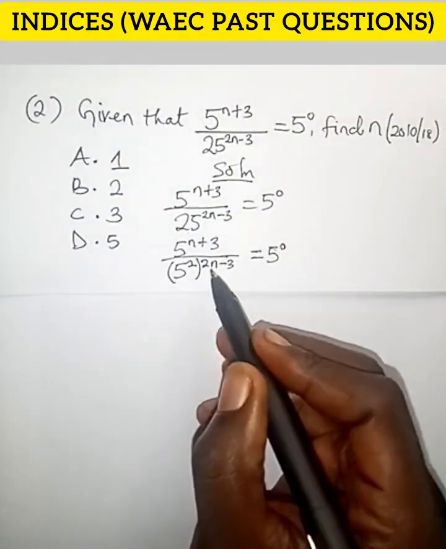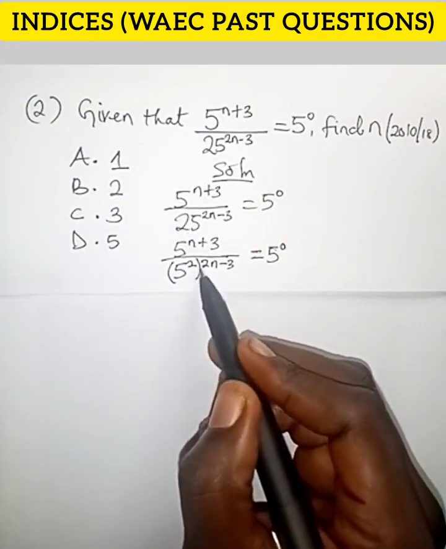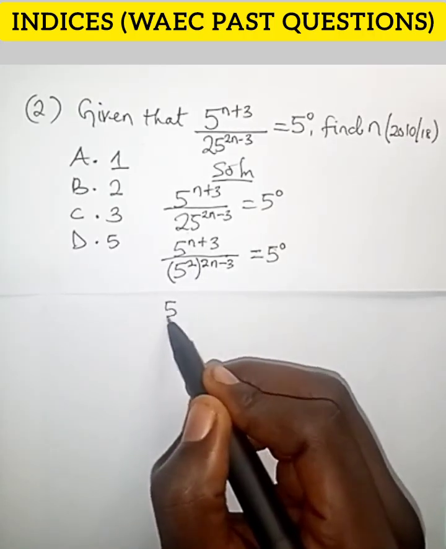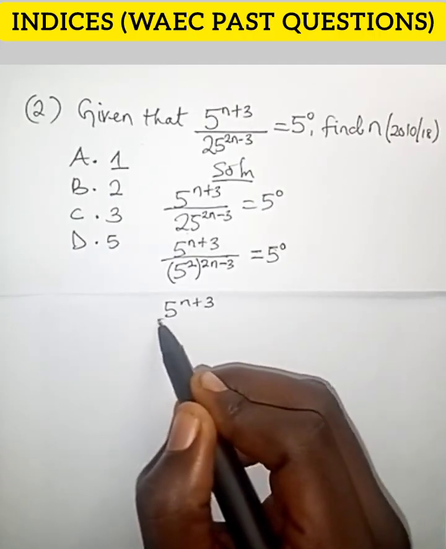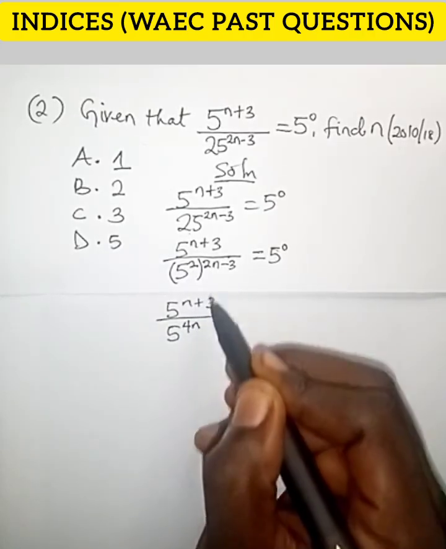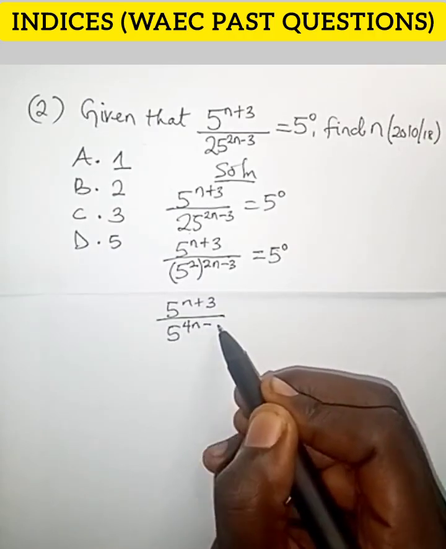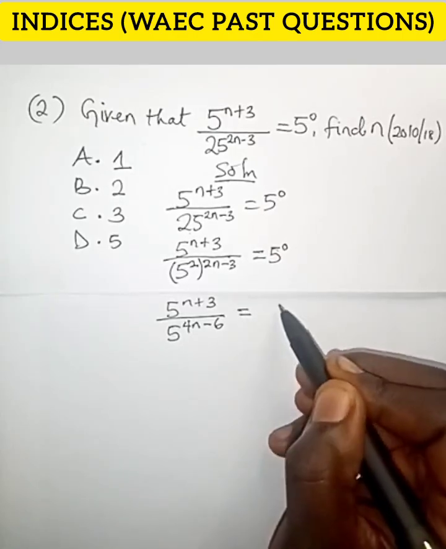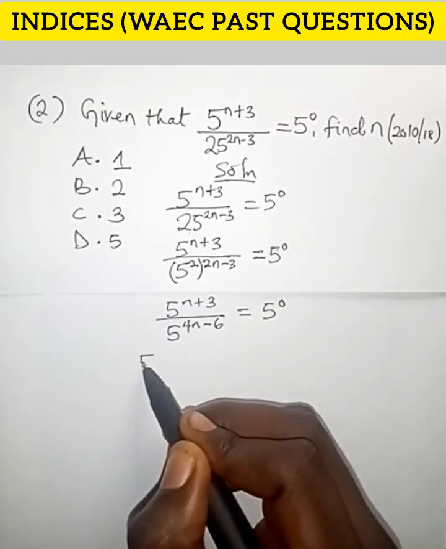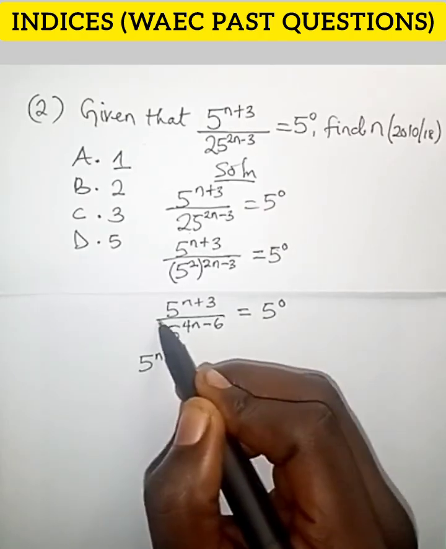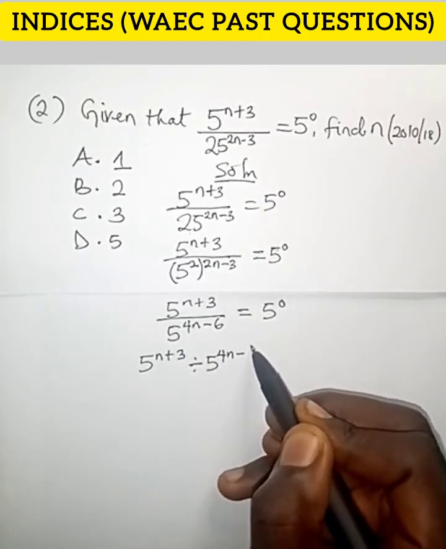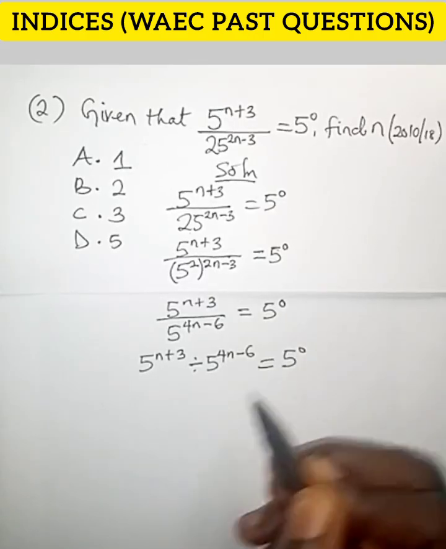Now when you get here, we apply the same power rule. We multiply the powers. So we keep 5 raised to power n plus 3 over 5, then 2 times 2n gives 4n, 2 times minus 3 gives minus 6, equal to 5 raised to power 0. Then I can rewrite this with a division sign: 5 raised to power n plus 3 divided by 5 raised to power 4n minus 6 equal to 5 raised to power 0.